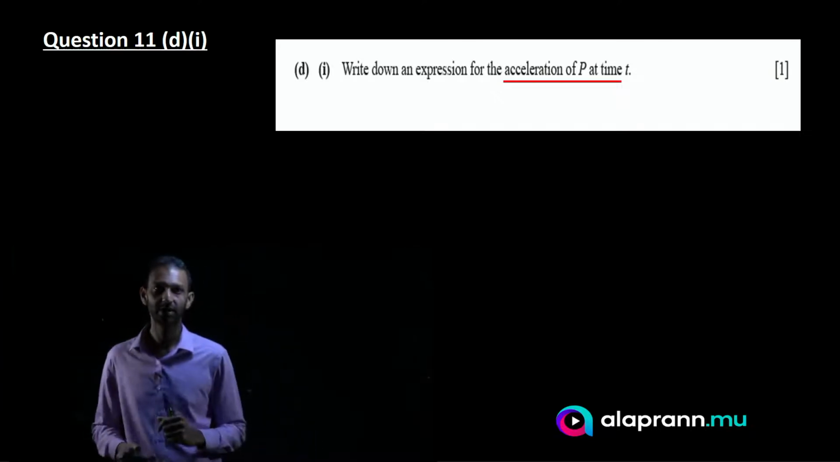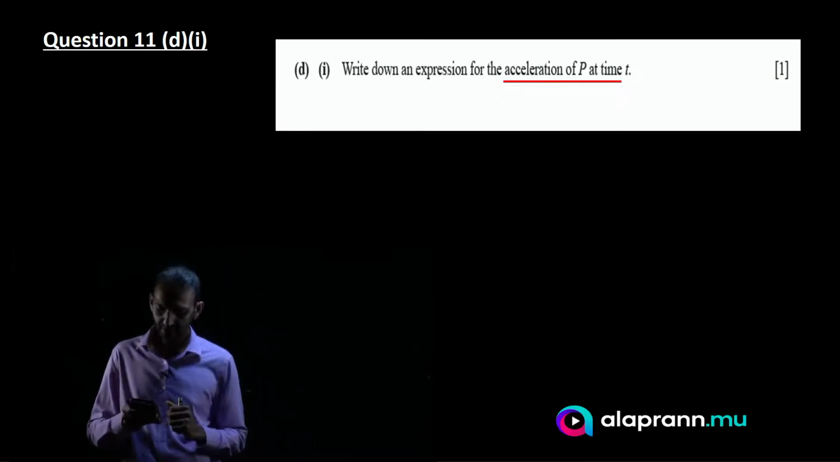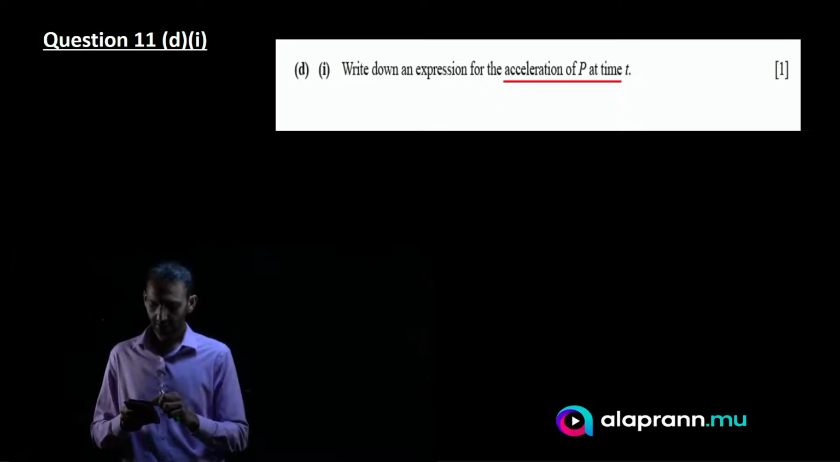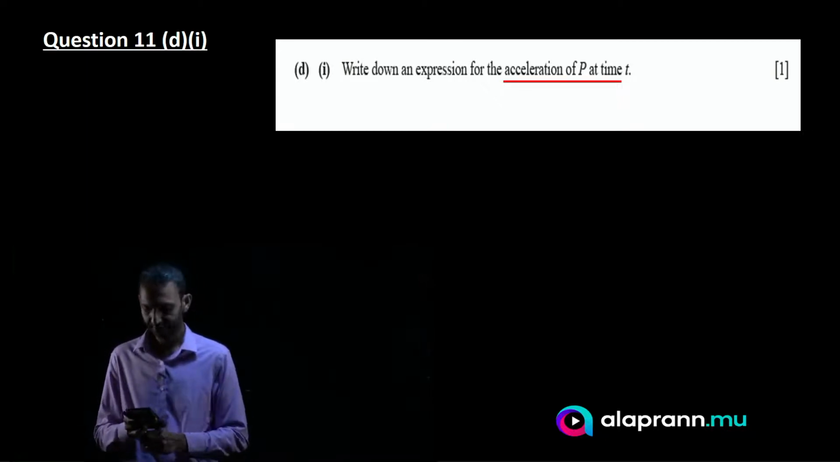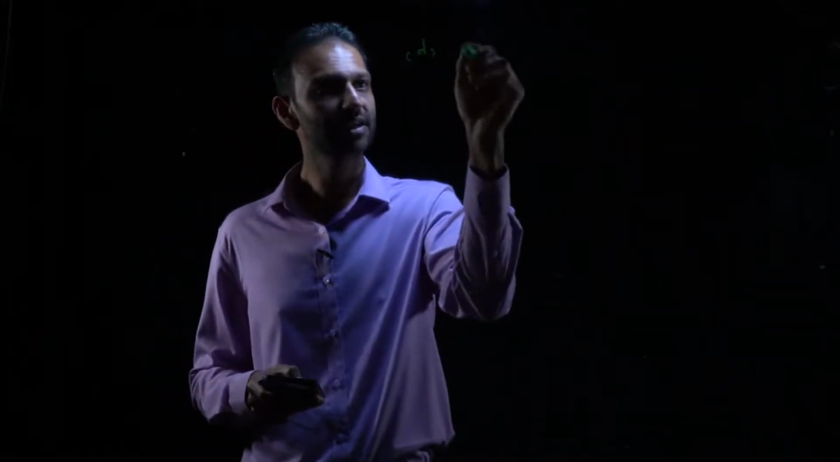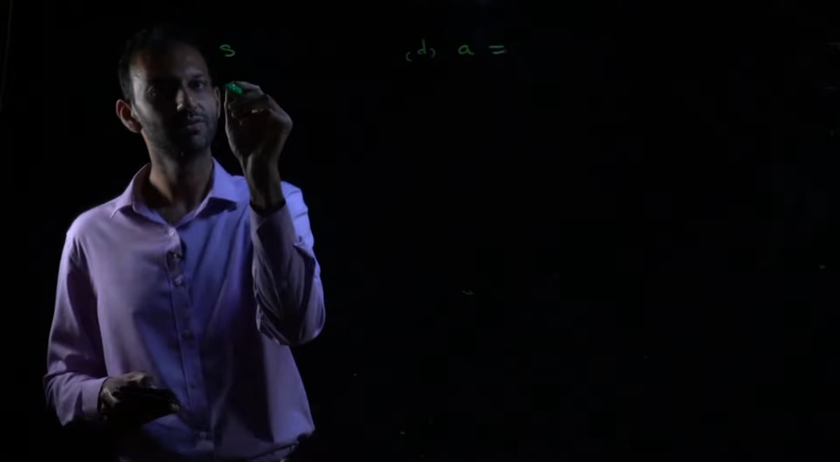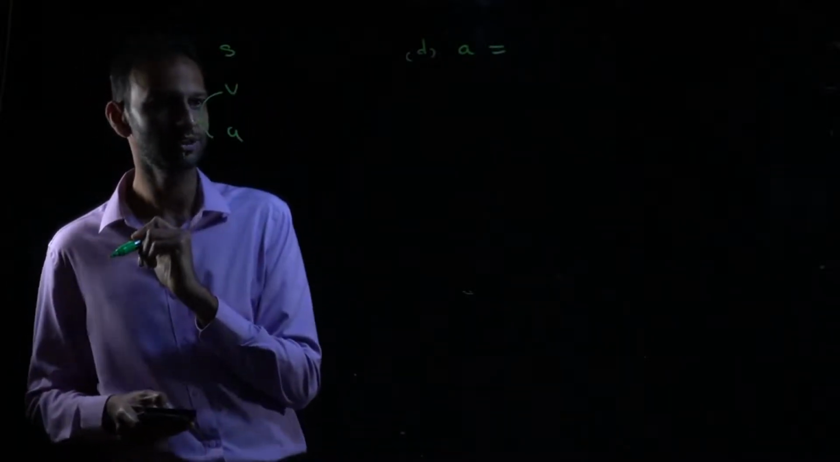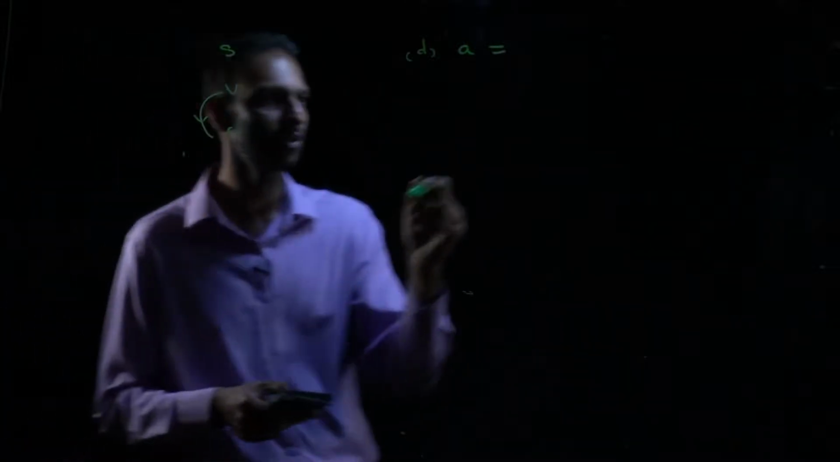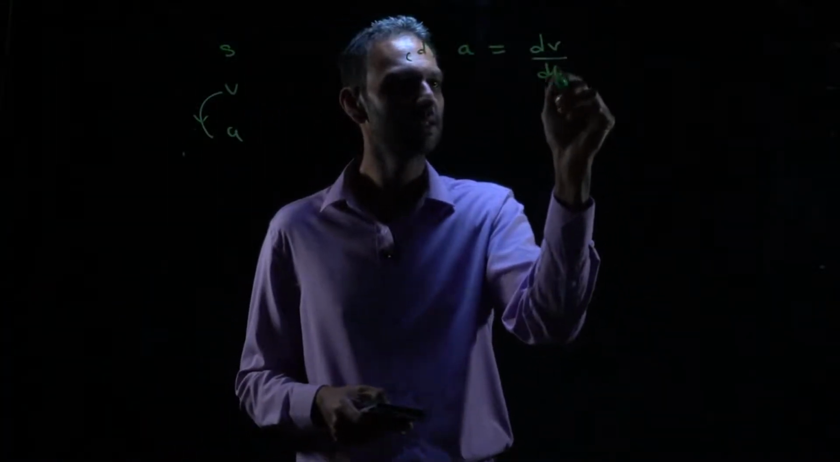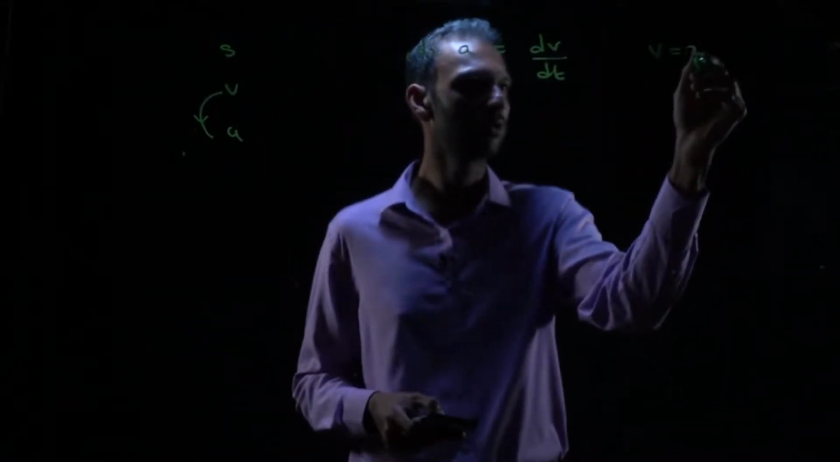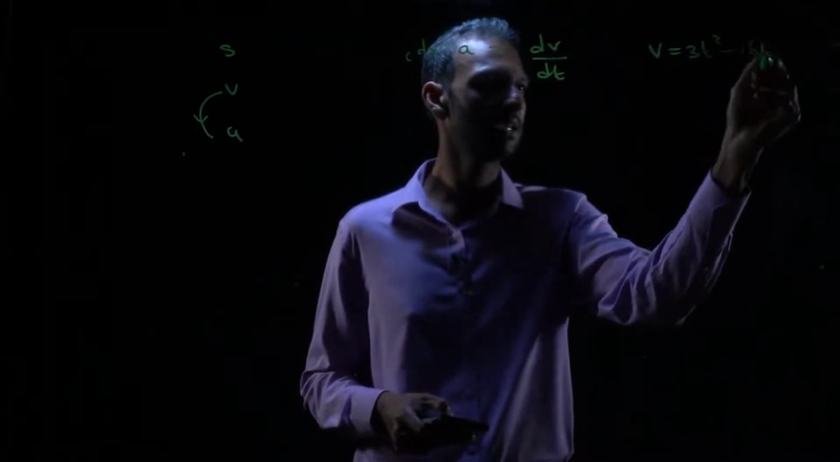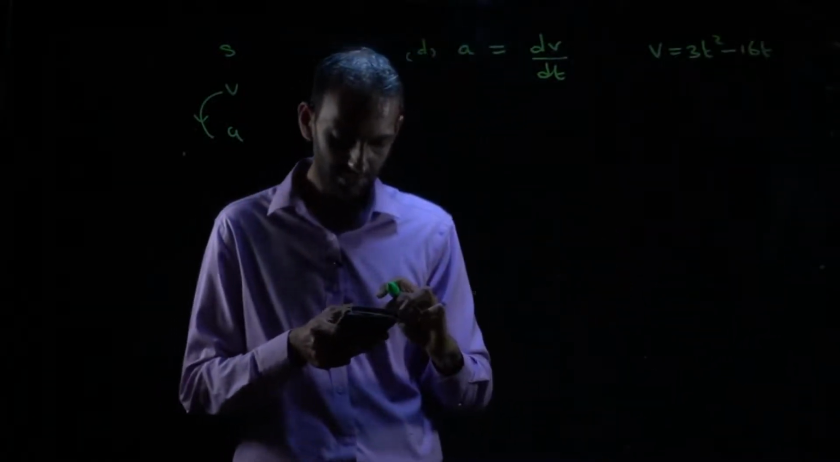So part D, write down an expression for the acceleration of p at time t. So again, we go back to the SVA. Part D, acceleration, so SVA. When you have velocity, you want acceleration, you need to differentiate. Don't forget that. Acceleration is dv by dt, and v was equal to 3t squared minus 16t plus 5.